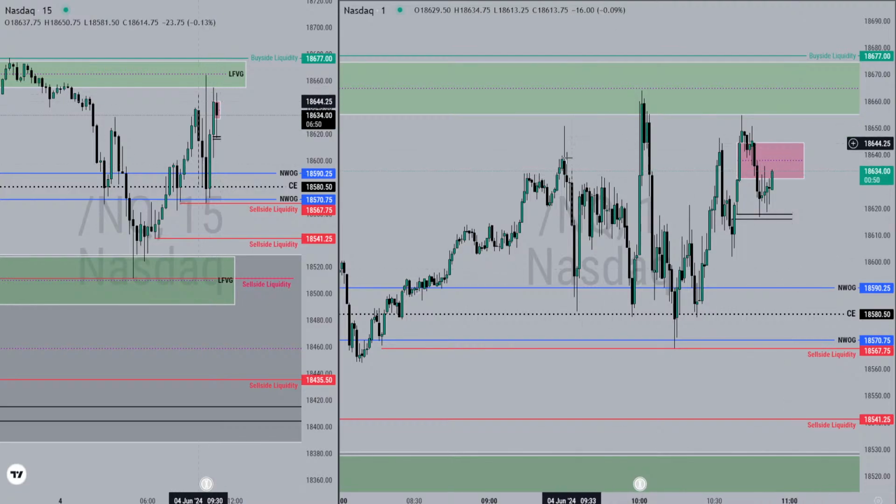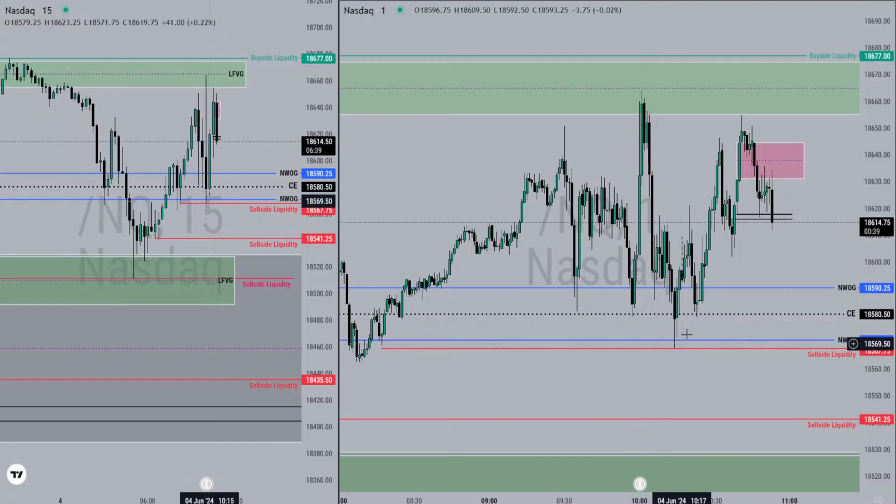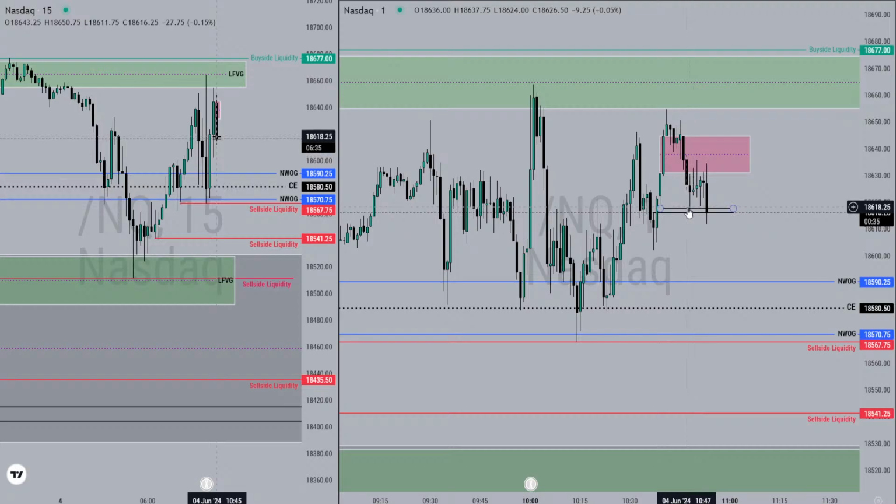Look at this price action, how beautiful it is. This is the 9:30 open. After the 9:30 open, this is the high, this is the low, and this is the whole price action over here. This is my market structure shift.